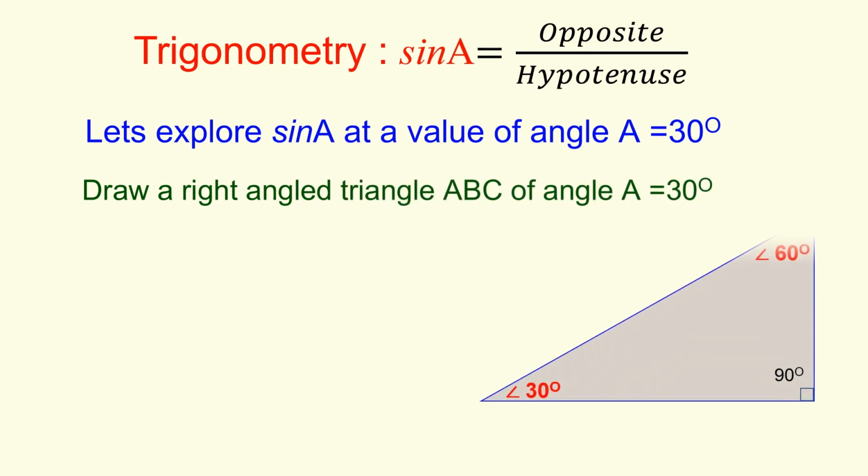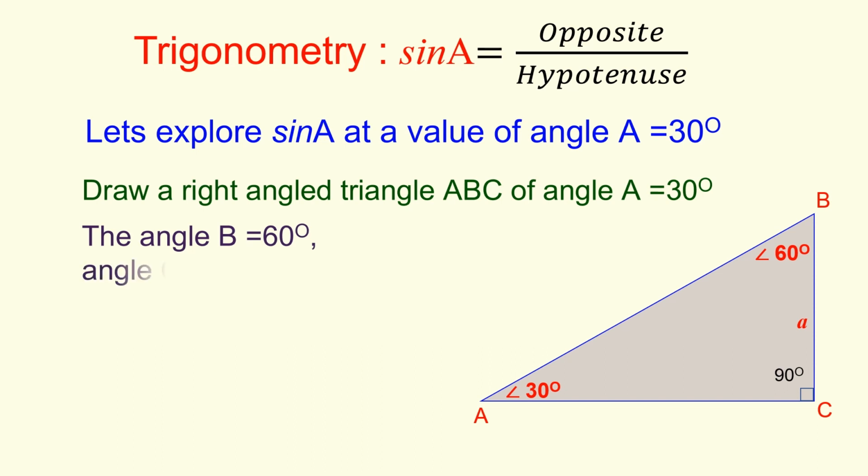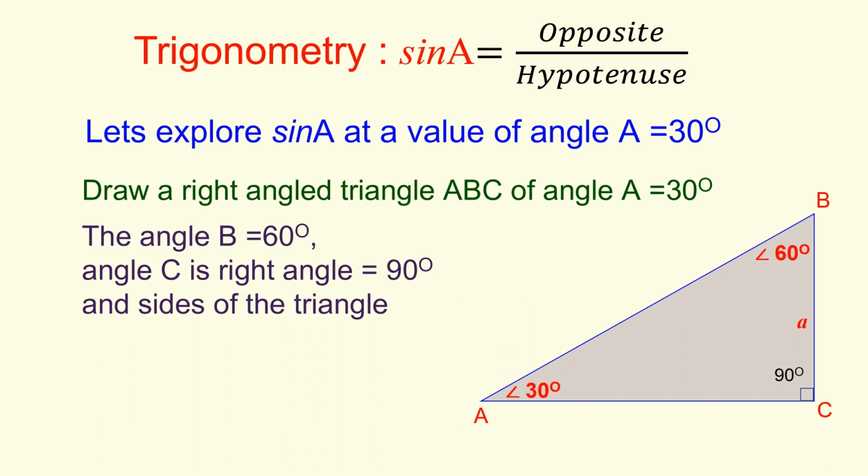Let's explore sine A. At a value of angle A equals 30 degrees, draw a right-angled triangle ABC of angle A equals 30 degrees. The angle B equals 60 degrees. Angle C is the right angle, equal to 90 degrees. And the sides of the triangle ABC are a, b, c.